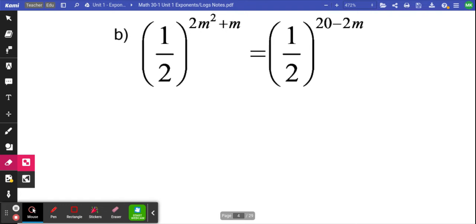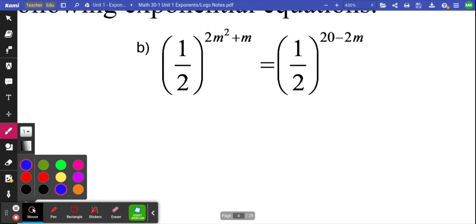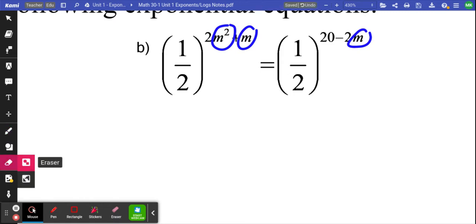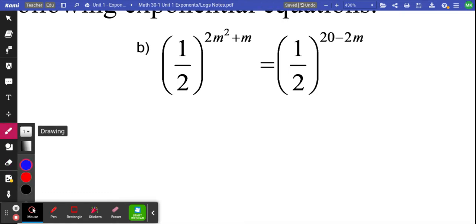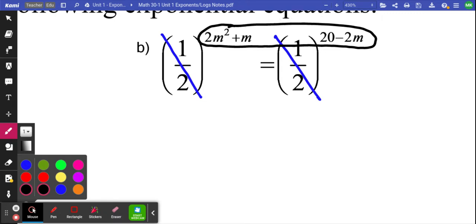Let's try another one. Looking at this one, the first thing I notice is that the x is in the exponent. Actually, it's an m. The variable, the letter, is in the exponents. That tells me that I want to use my like base strategy if possible. Looking at this question, it already has like bases. This base is 1 over 2, and this base is 1 over 2. That means I can focus solely on the exponents: 2m squared plus m equals 20 minus 2m.